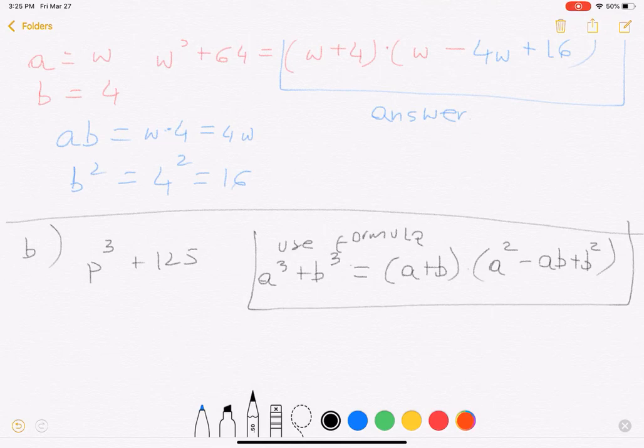So note, a is equal to, you have to undo that third power. So a is equal to the cube root of p to the third power. Again, exponent and index of root undo each other, so you end up with p. So that's our a.